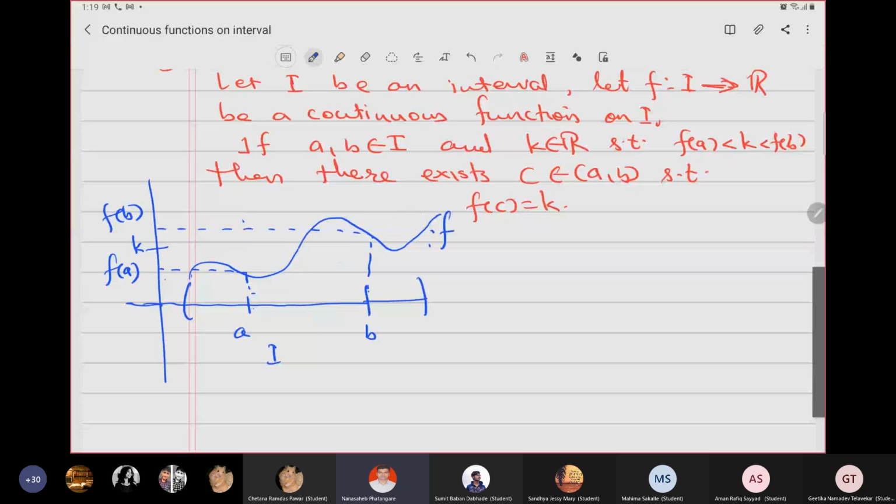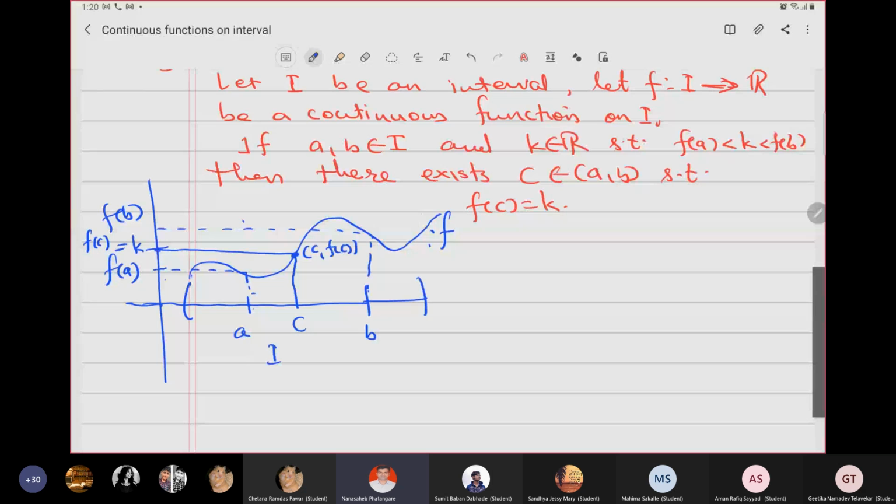Then, if you draw a horizontal line passing through k, it intersects the graph of the function at some point, and draw a vertical line. Look at the point C. Then what are the coordinates of the point on the curve, C comma f of C? The y coordinate of C comma f of C is actually k, because if you look horizontally, f of C is basically the y coordinate and it is k.